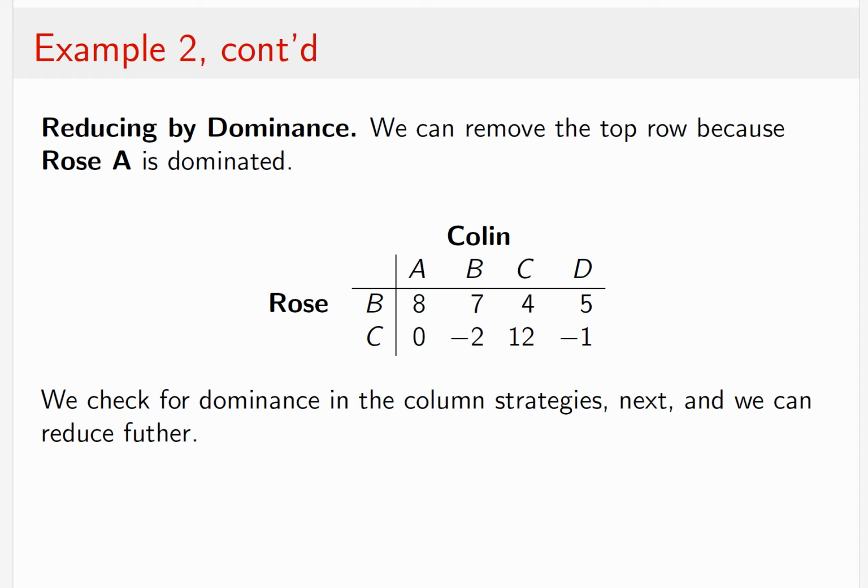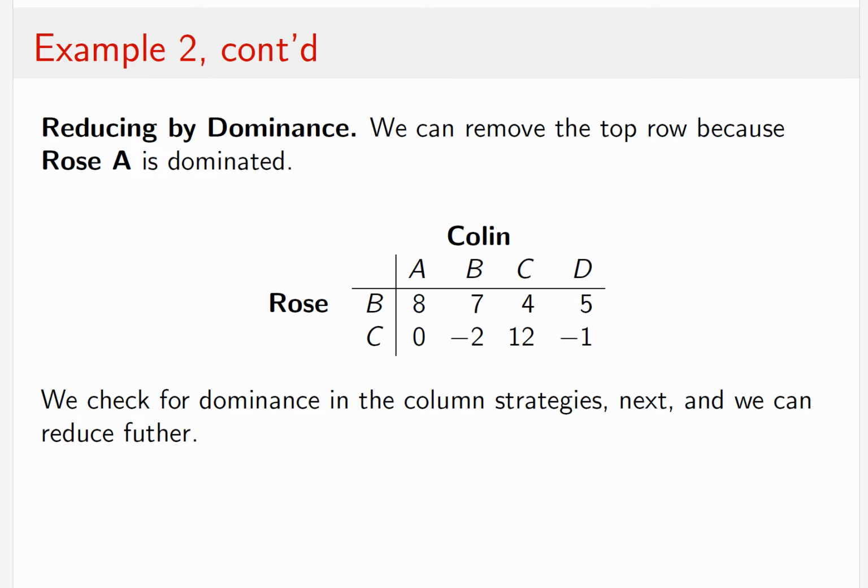And what do we find out? Well, we no longer have Rose dominance, because 8 is greater than 0 and 7 is greater than -2, but oops, 4 is not greater than 12. So Colin C is kind of messing us up from getting any more Rose dominance, but we have Colin dominance. Why? Well, let's find a good Colin choice here.